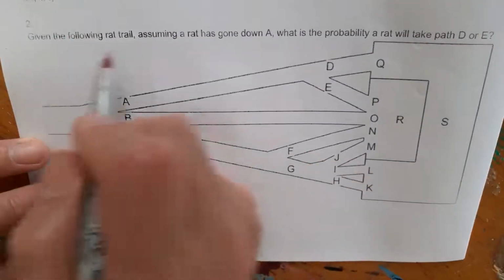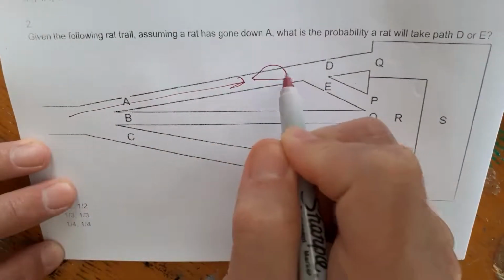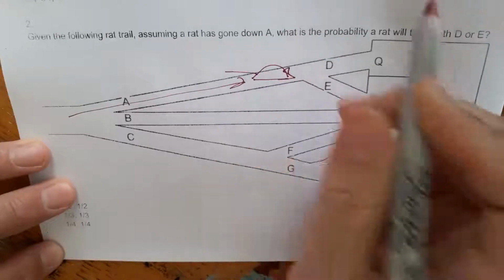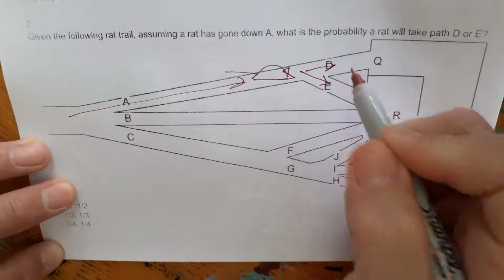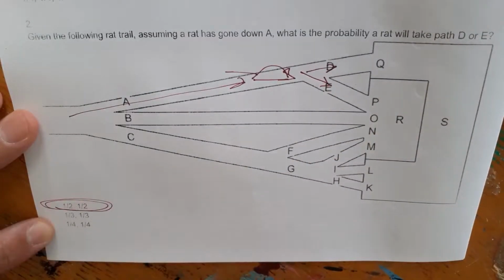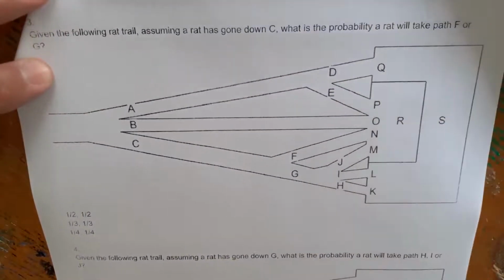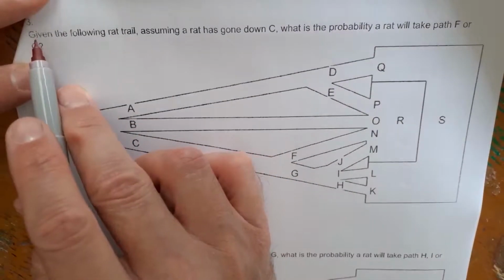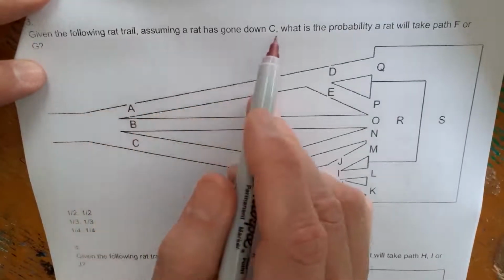All right. Given the following rat trail, assuming the rat has gone down A. So the rat's gone to here. Okay, here's the rat. What's the probability of taking D or E? There are only 2 options, so it's 50-50 or 1/2, 1/2. We're assuming an equal likelihood that the rat will be completely random here and go down either one in an equal manner.